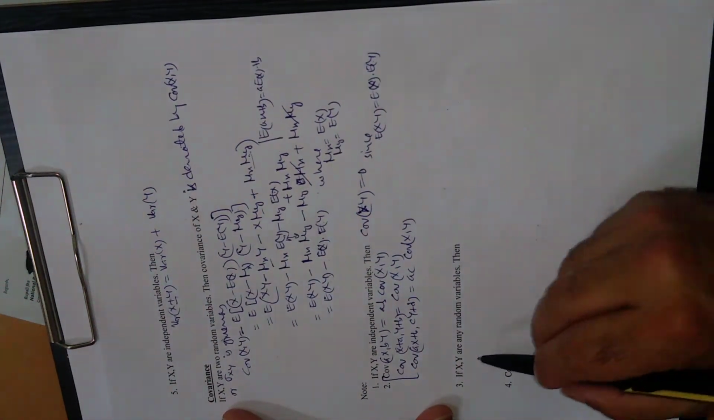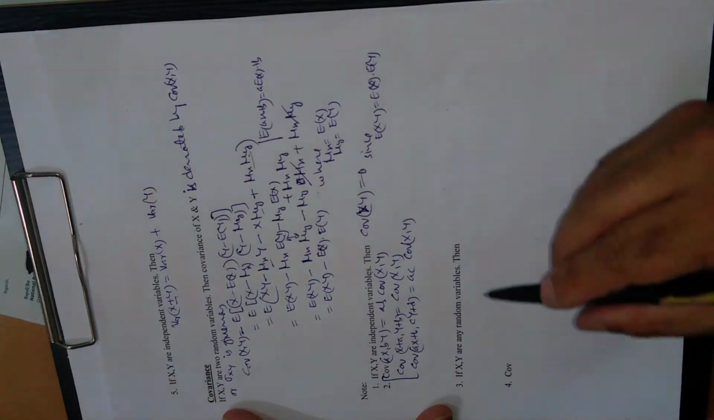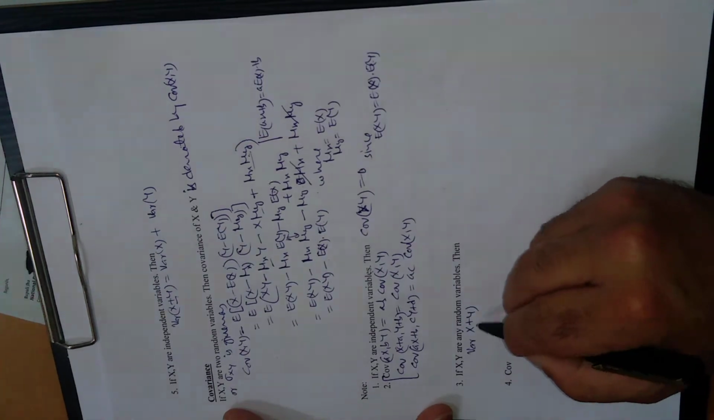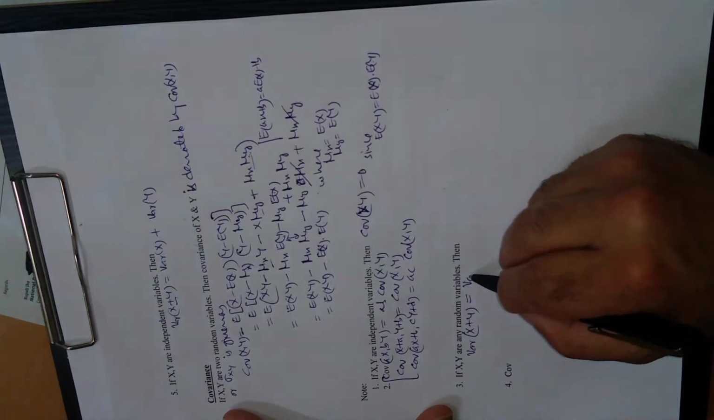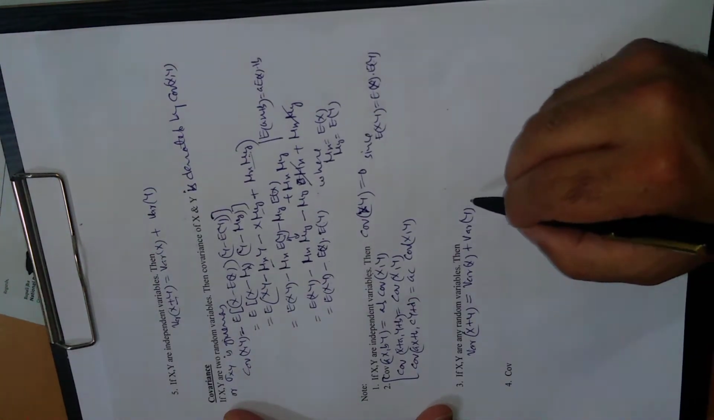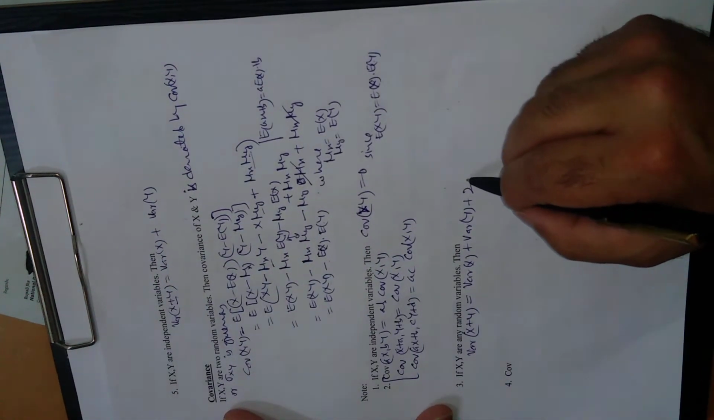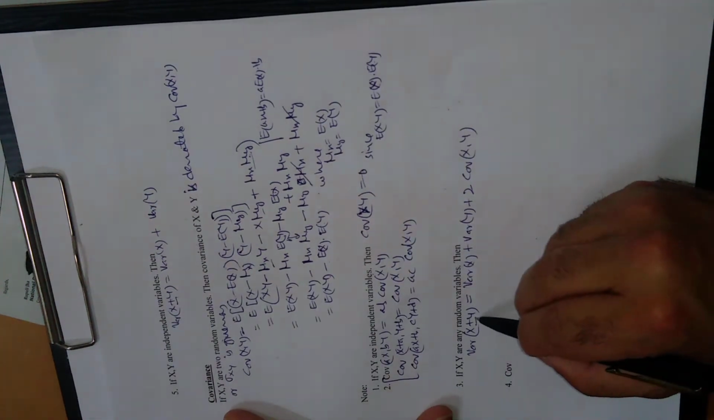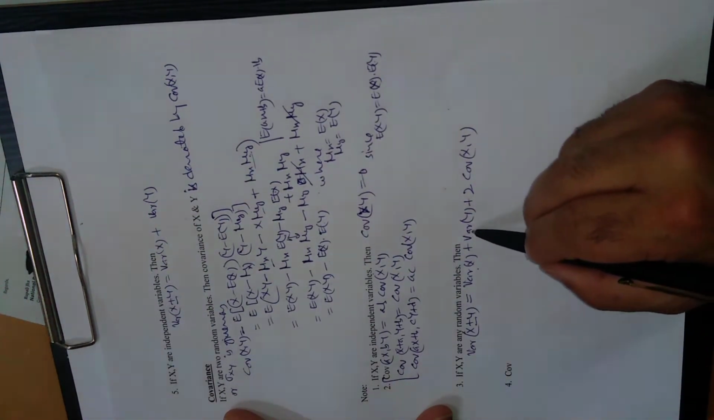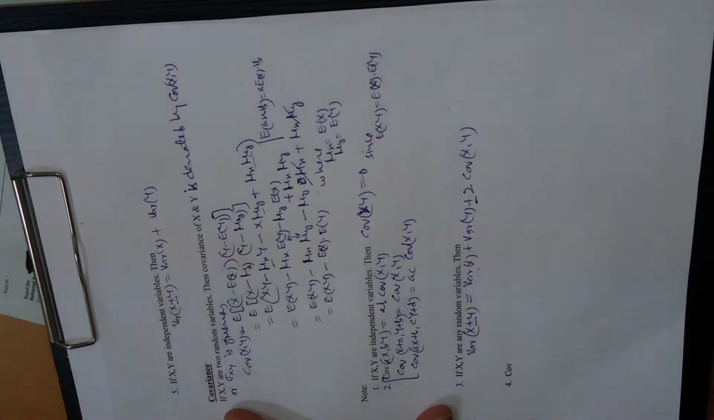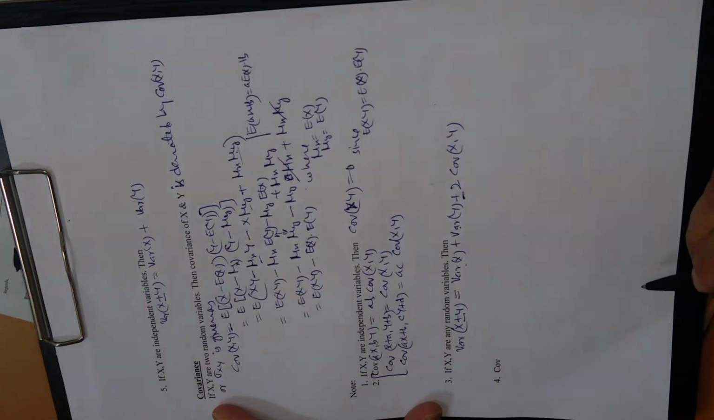Next is, if x, y are any random variables, then variance of x plus y is equal to variance of x plus variance of y plus 2 times covariance of x and y. Similarly, for minus, so this is variance of x, variance of y, only this sign will change: minus 2 times covariance of x and y.